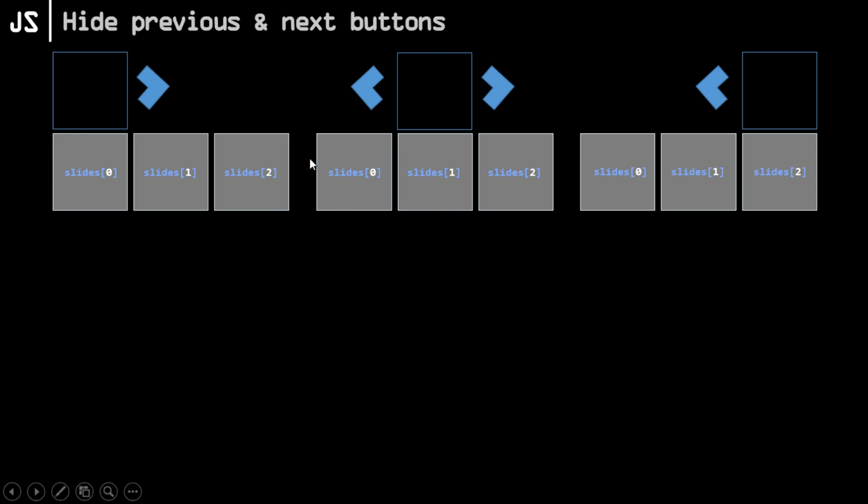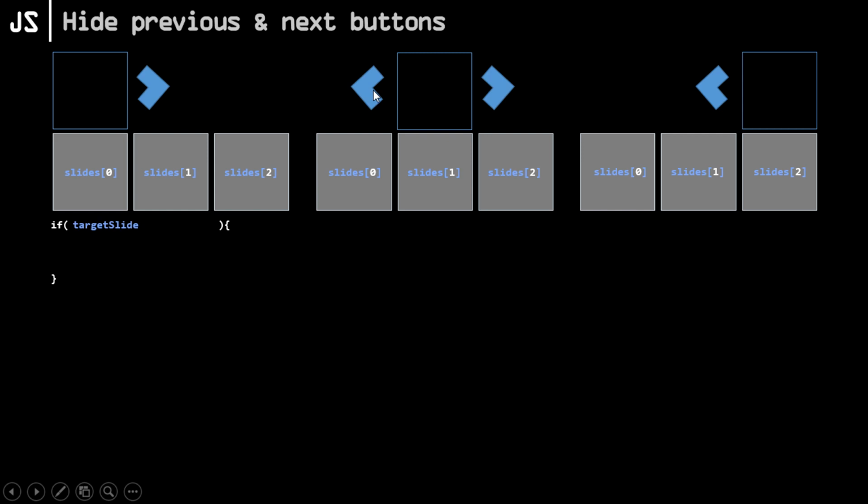Now, this is simple. If it's the very first slide, then we need to hide the left button. But if it's the very last slide, then we need to hide the next button. But if it's neither the last slide nor the first slide, then we need to show both the next and the left or the previous buttons. So in terms of code, I'm gonna go and use an if statement, and I will say if the target slide. So I'm talking about the target slide.